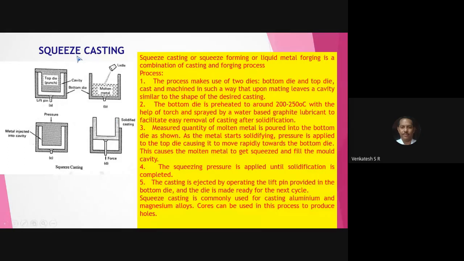Please write down squeeze casting. The C type of casting made of aluminum and magnesium. Squeeze casting process.